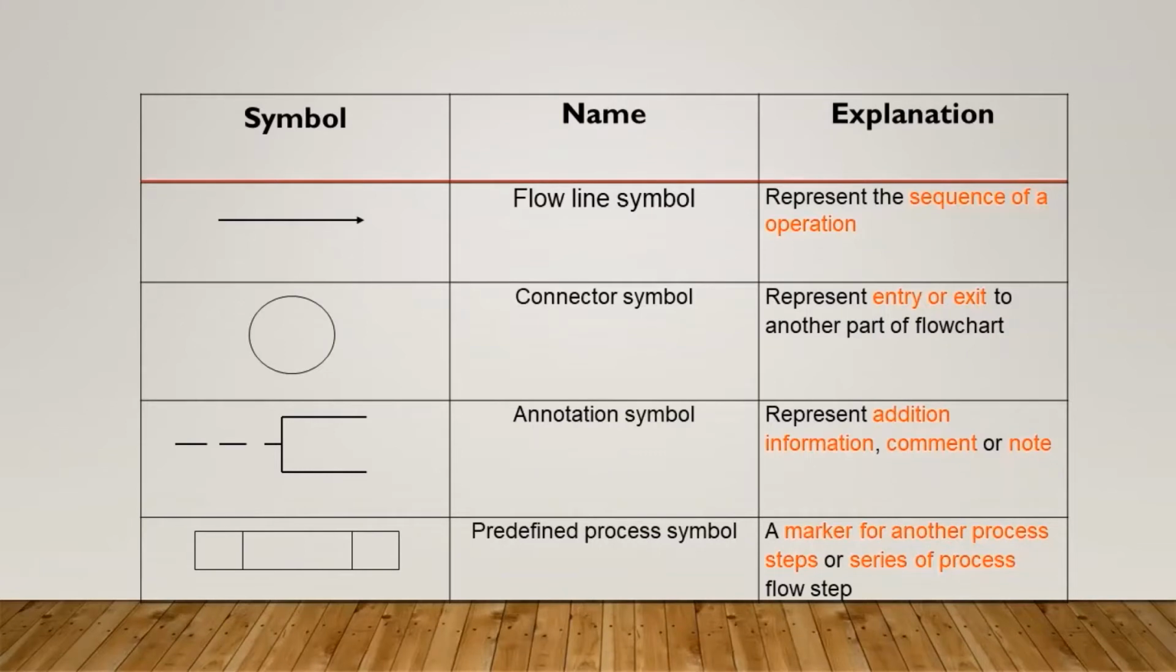Next, the flow line symbol. It represents the sequence of an operation. Besides, the connector symbol. It represents the entry or exit to another part of the flowchart. Furthermore, the annotation symbol. The annotation symbol represents additional information, comment, or note. The last one is the predefined process symbol. This predefined process symbol acts as a marker for another process step or series of process flow steps.